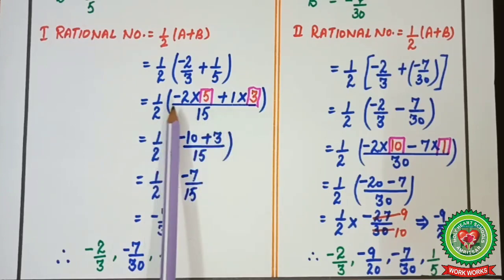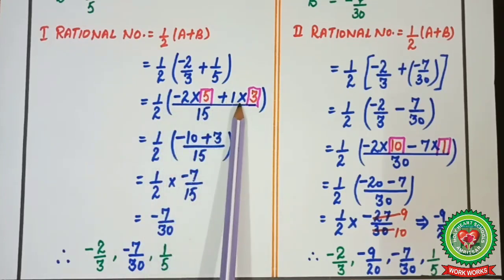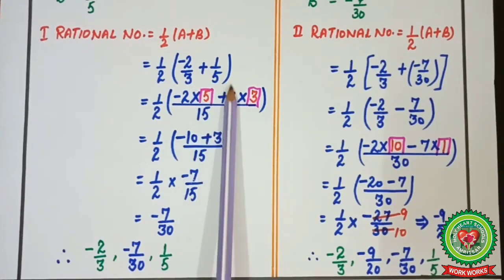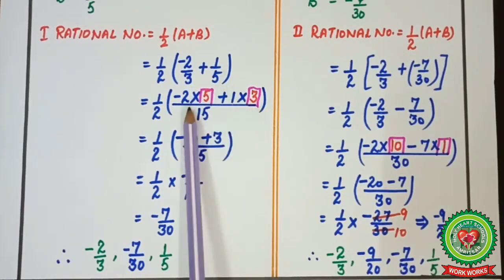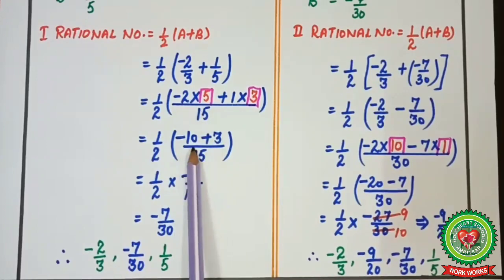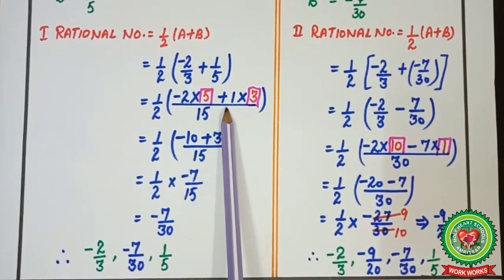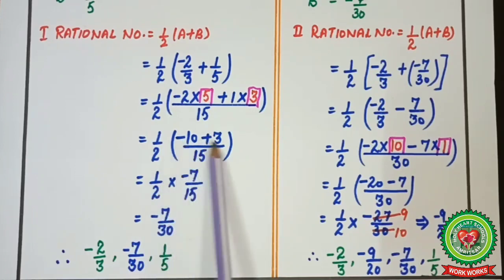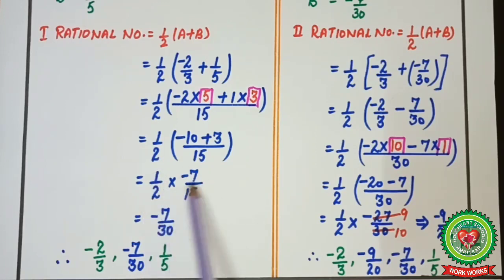Now you will write here minus 2 multiplied by box plus 1 multiplied by box. On 3 table 15 comes on 5, on 5 table 15 comes on 3. So you will have minus 2 into 5, that will be minus 10, plus will remain plus, 1 into 3, that will be 3. So you will have 1 upon 2 multiplied by, plus minus sign of bigger term, subtract the numbers. So you will have minus 7 upon 15. No up down cutting is possible, no cross cutting is possible. So you will have minus 7 upon 30.